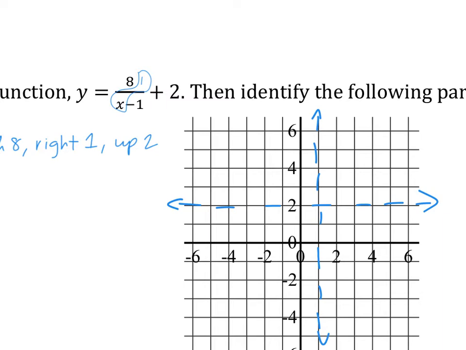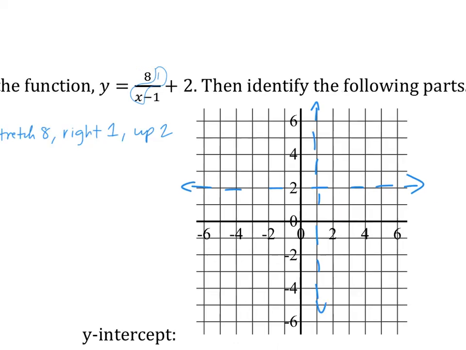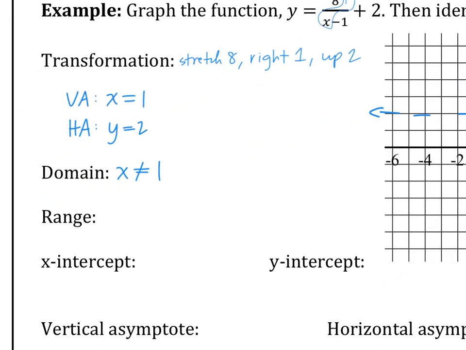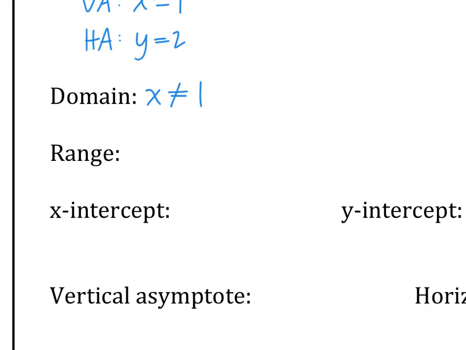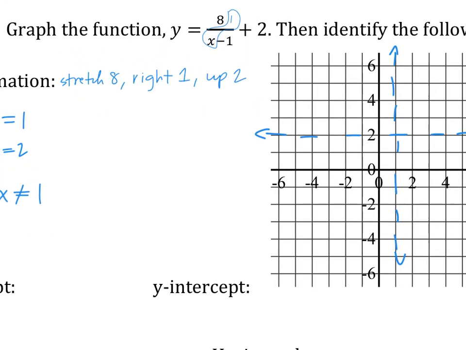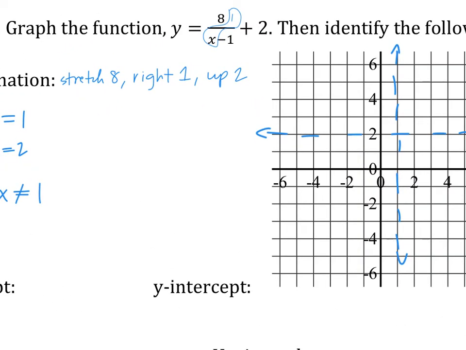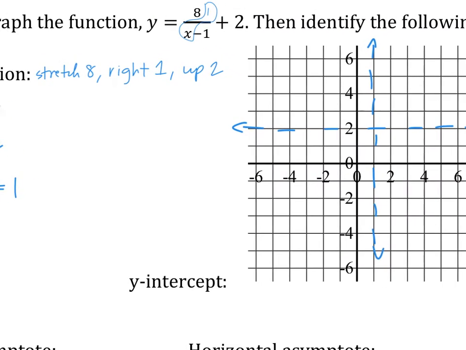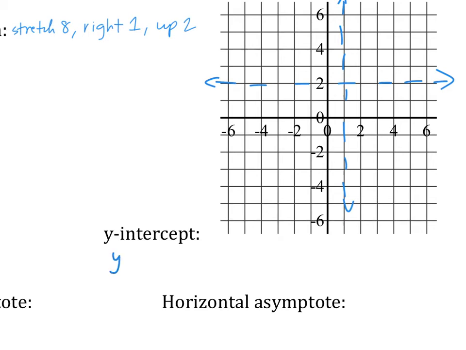It's going to stretch 8, so it's going to pull it up a lot. There's no reflection over the x-axis, so it's probably still going to be in the first and third quadrant like that. But we do want to get a little more information so we can graph it better. Let's do the y-intercept first, which is easier. The y-intercept is when what happens? X equals 0. So we're going to solve it with x equals 0.